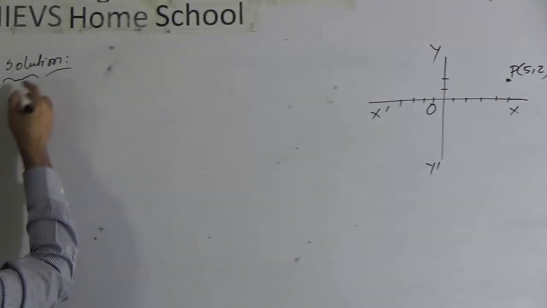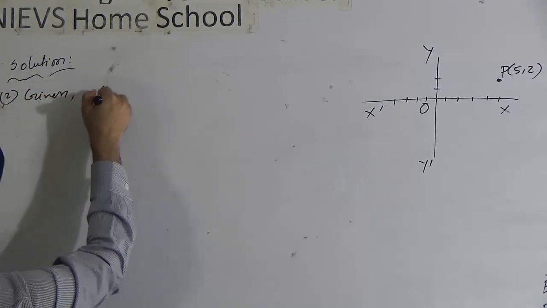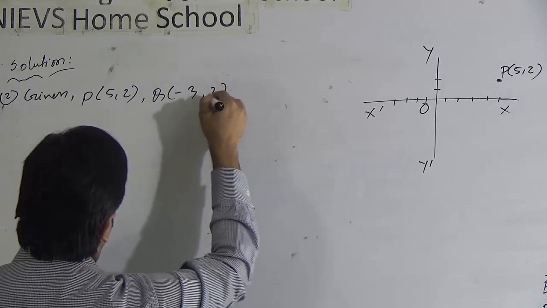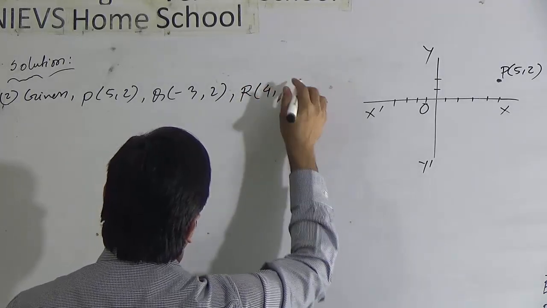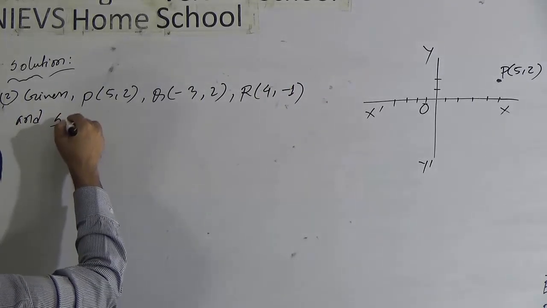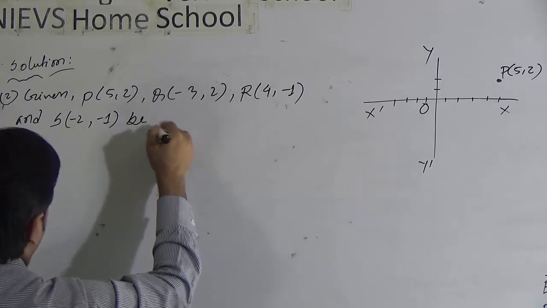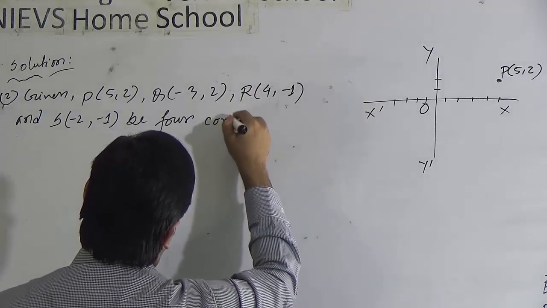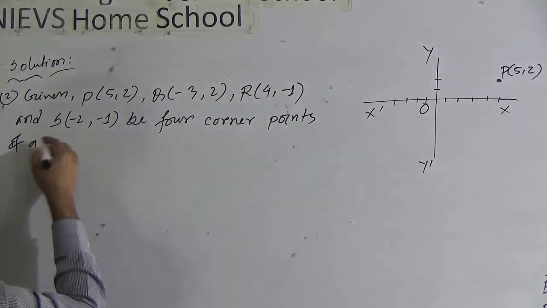Here we can write the given points at first. Solve 2, given: P (5, 2), Q (-3, 2), R (4, -1), and S (-2, -1). These are the 4 corner points of a quadrilateral.